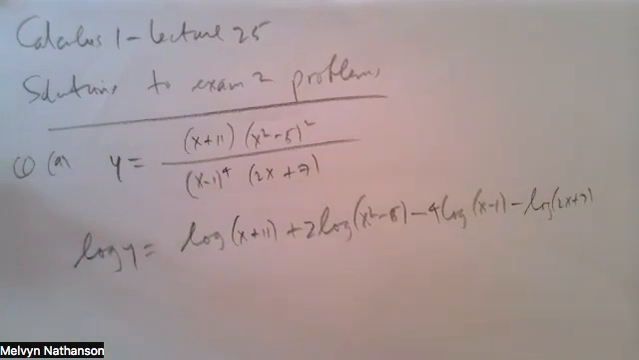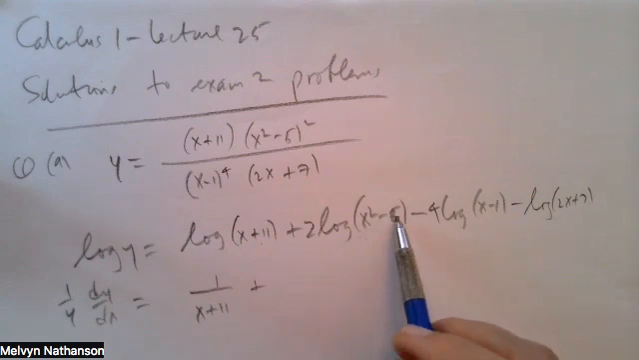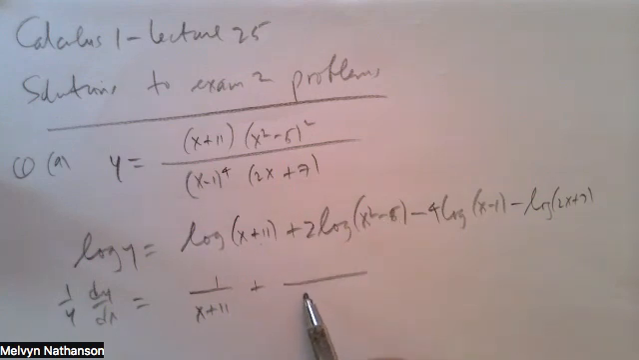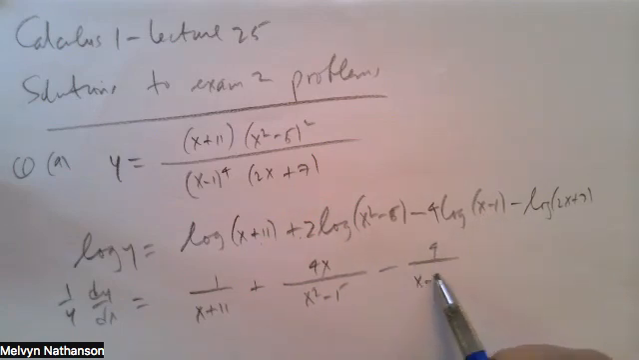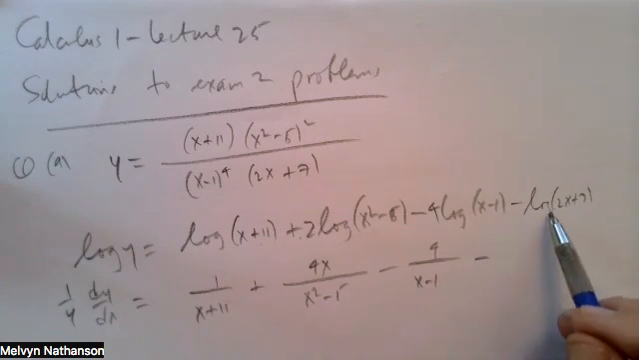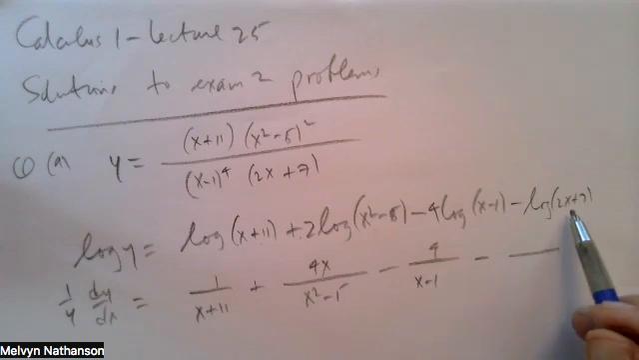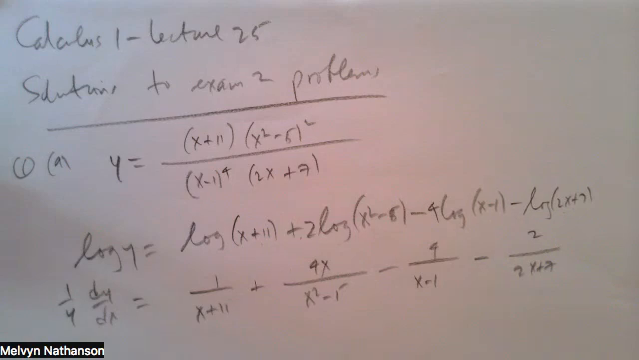So when we differentiate with respect to x, we get 1 over y dy dx by the chain rule. Derivative of log of x plus 11 is 1 over x plus 11. The derivative of the log of x squared minus 5 is 1 over x squared minus 5 times 2x times 2 makes this 4x, minus 4 times the derivative log of x minus 1, which is 1 over x minus 1, minus the derivative of the log of 2x plus 7, which is 1 over 2x plus 7 times the derivative of 2x plus 7, which is 2.